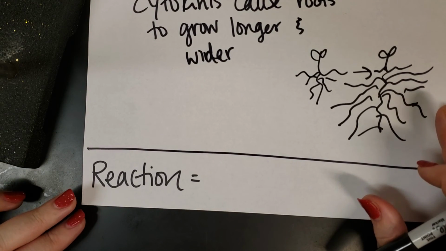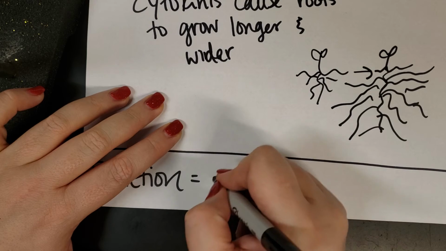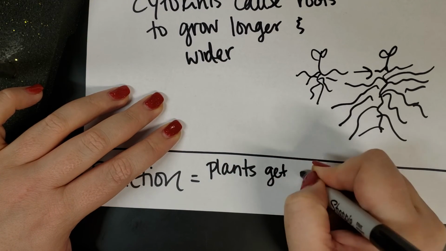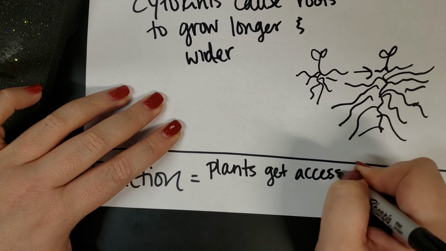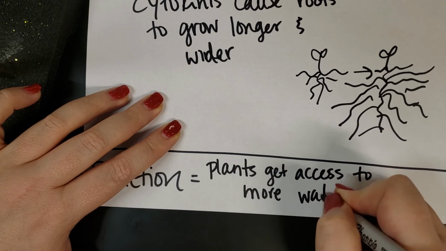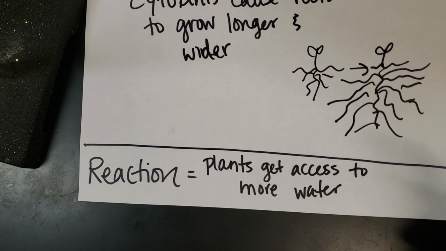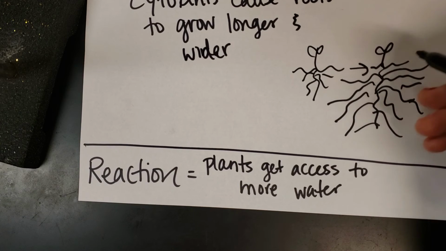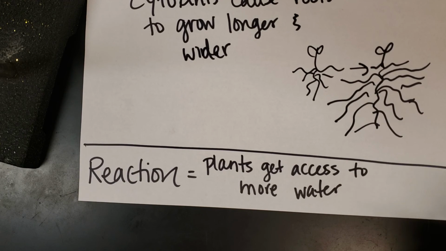But our reaction then is plants get access to more water. Okay, so because the cytokinins cause the roots to grow, it's allowing them to have more surface area to collect more water.